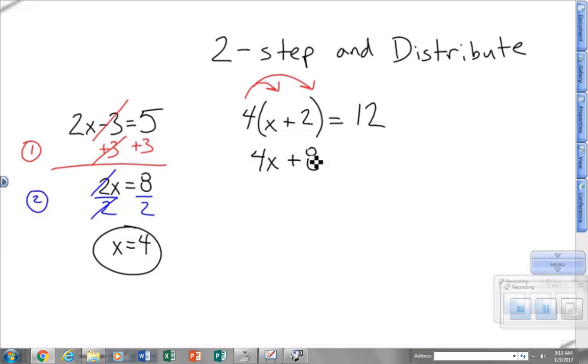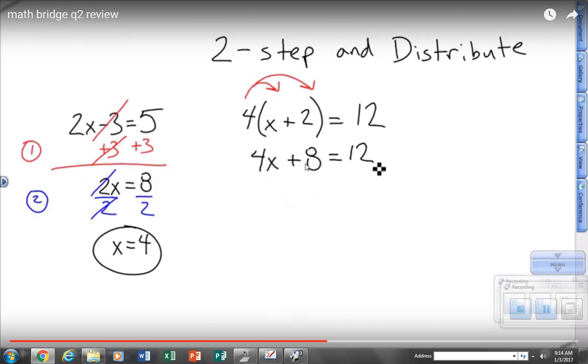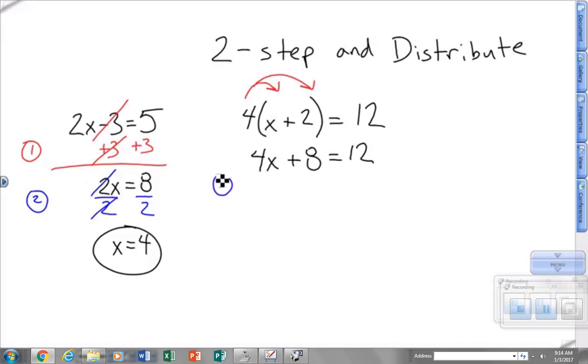And then after that point, it becomes a two-step equation where I start on the left side by getting rid of the plain number over here. And then my second step is dividing by that 4. So here we go. First step, subtract that 8 on both sides. Opposite of adding 8 is subtracting 8.